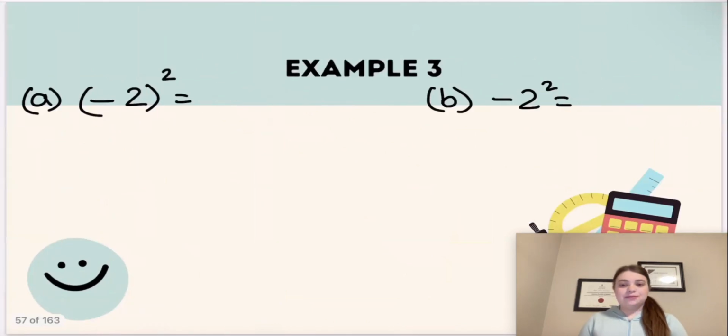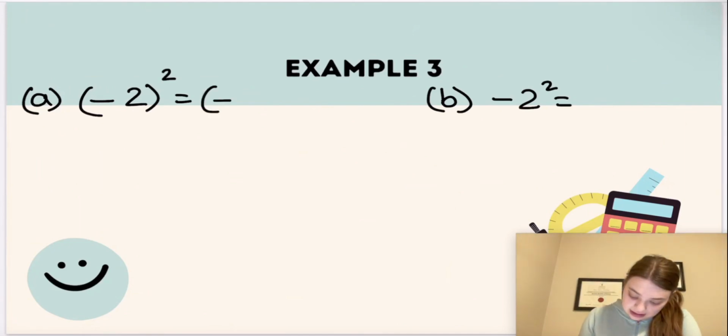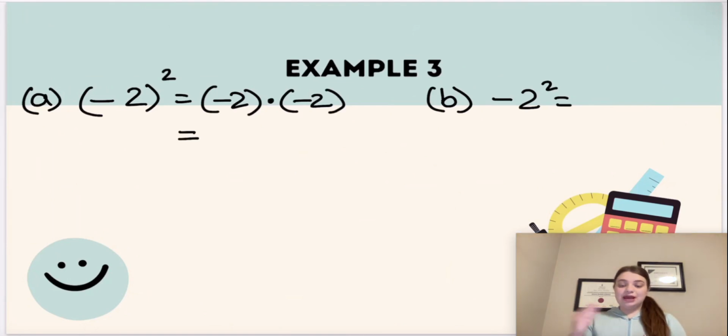Let's do a third example that's two parts. Here we have negative 2 in brackets squared, and then for b we have negative 2 without brackets squared. So first of all, is there even any difference between these two? Well, yes. When we have negative 2 in brackets, this tells us the base is negative 2. So we have to multiply negative 2 by negative 2. And when we multiply two negative numbers, what do we get? A positive number. So therefore, the answer is positive 4. Negative 2 times negative 2 is positive 4.